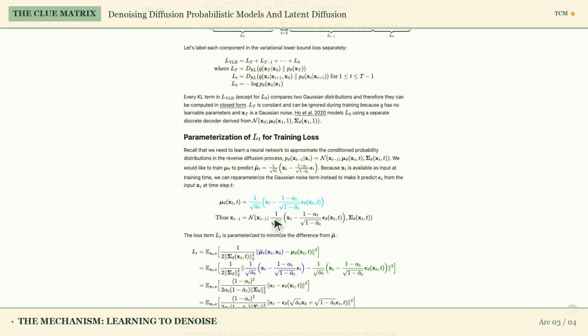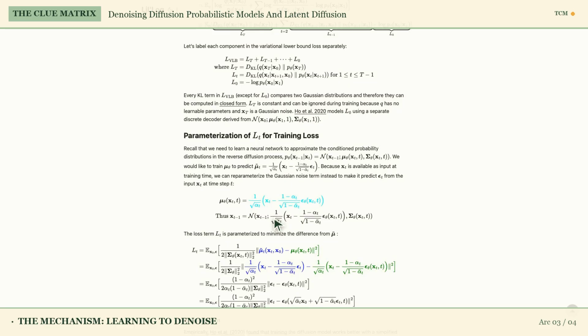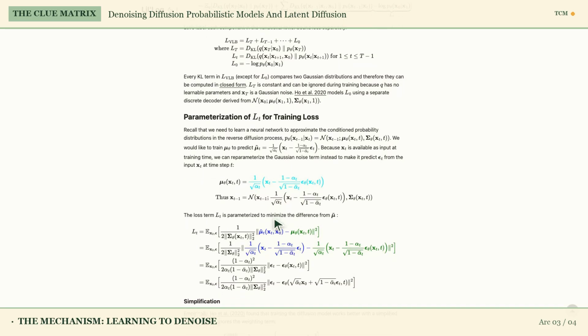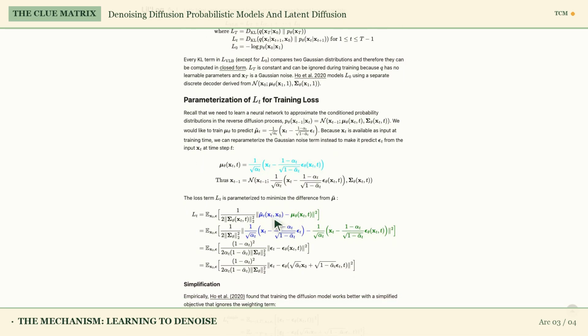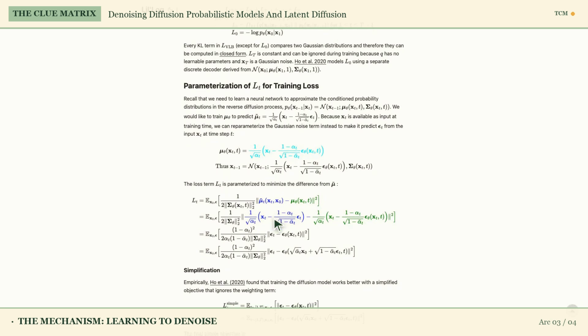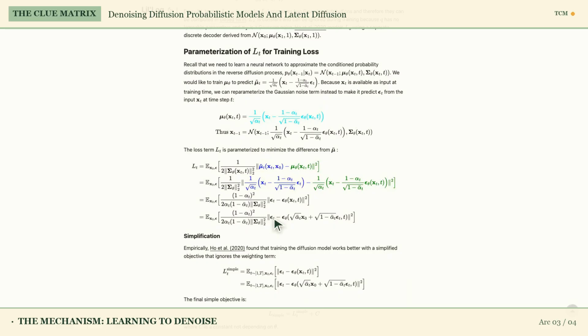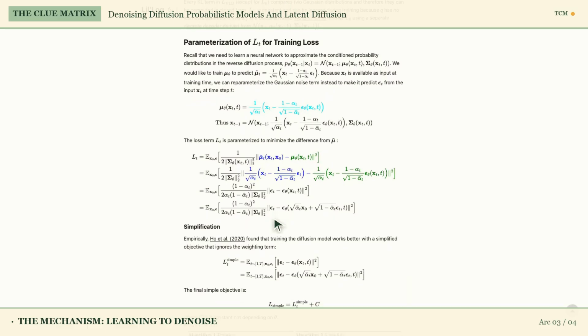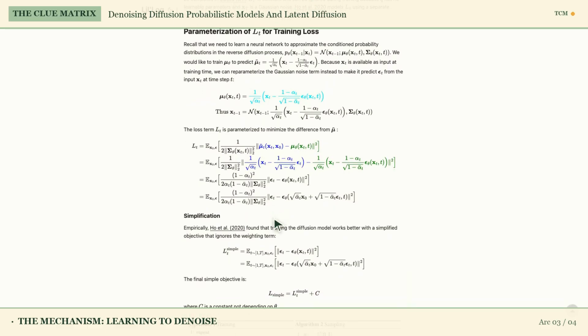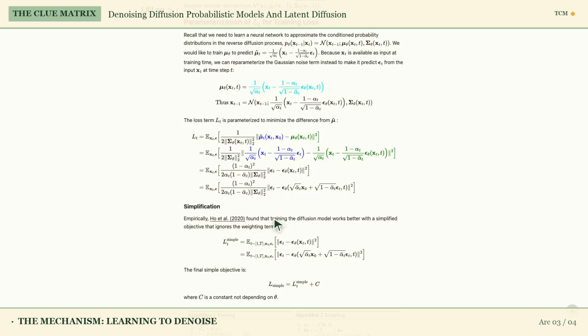Exactly. Given a noisy image xt at time step t, the neural network learns to predict the noise epsilon t that was added to get to xt from the clean image. And once it predicts the noise, it can subtract it to get a slightly cleaner version and repeat the process.